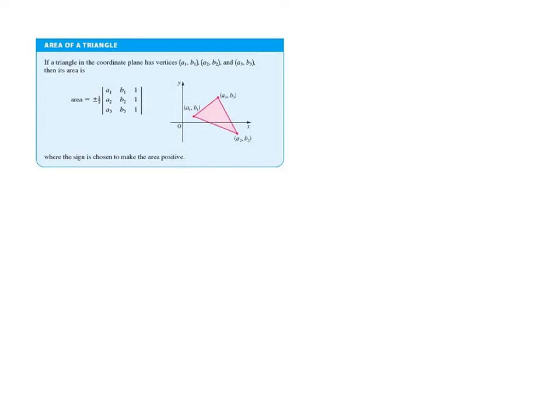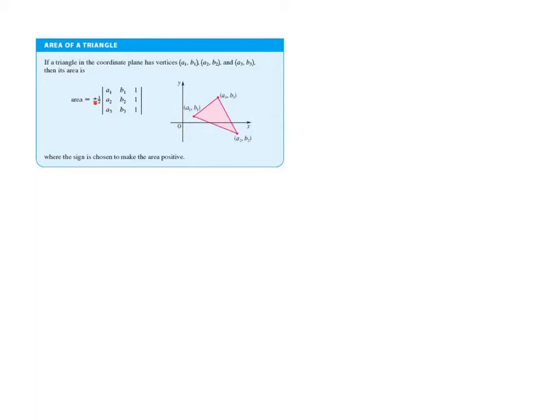All right, so for the third part of our lesson on determinants of matrices, we're going to look at an application of determinants involving geometry. Specifically, if a triangle in the coordinate plane has vertices (a1, b1), (a2, b2), and (a3, b3), then its area is given by plus or minus 1/2 times the determinant of the matrix, where the first column is made up of the x coordinates of the points, the second column is made up of the y coordinates of the points, and the third column is made up of 1s.